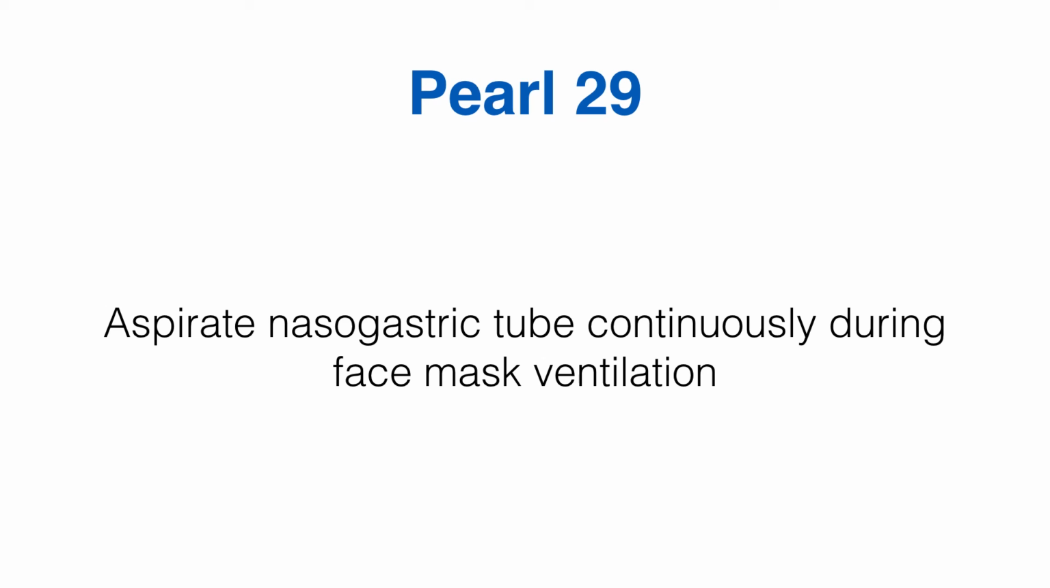And that does two things. One, it increases your risk of aspiration. And the second is, as the abdomen distends, it splints the diaphragm and can impair your ventilation, particularly in small patients. So there is a simple way of avoiding it. You just have somebody continuously aspirate the nasogastric tube as you bag the patient.